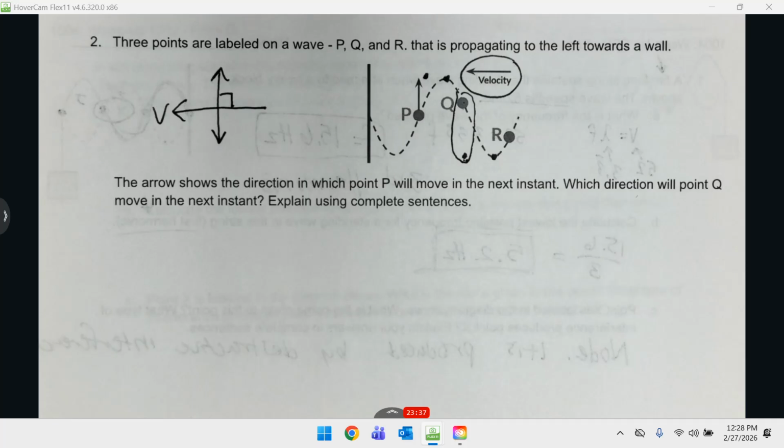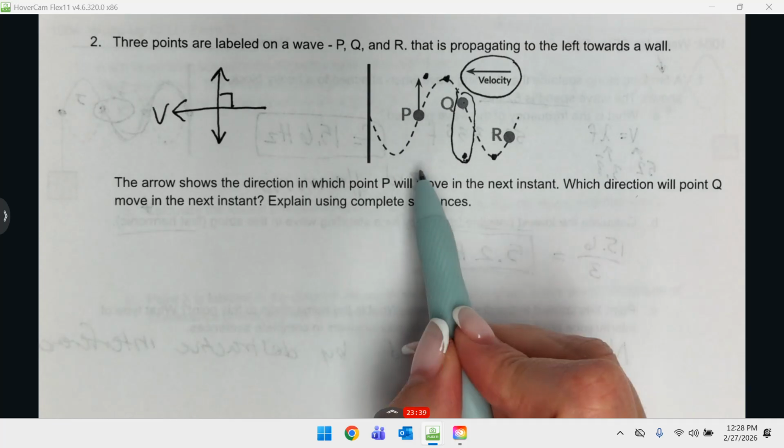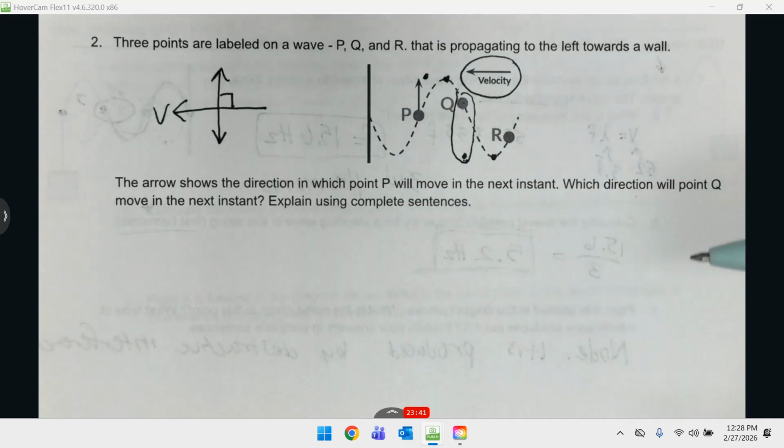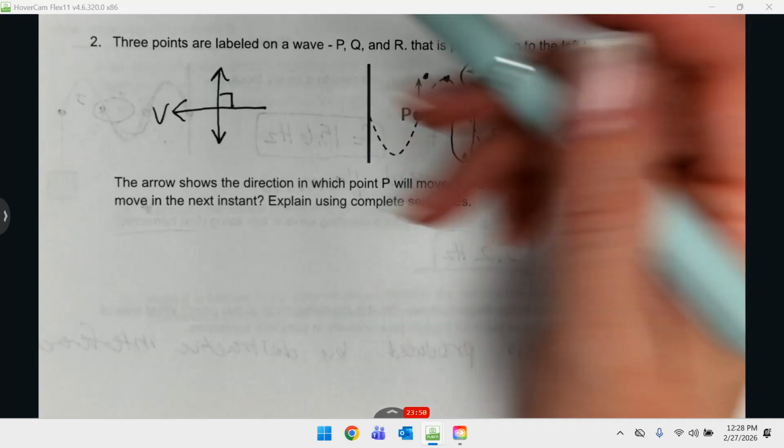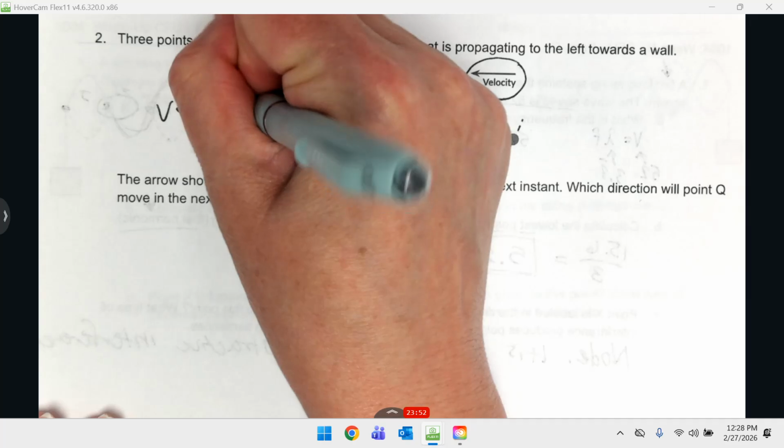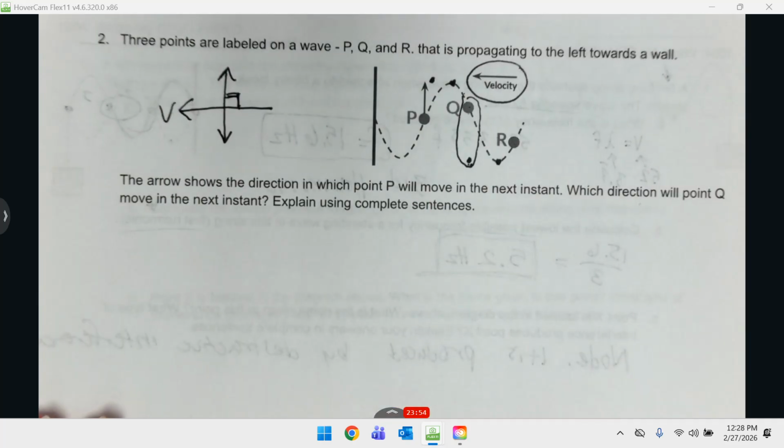When you explain this, you need to talk about the fact that the wave passes through it and that the particles are oscillating in simple harmonic motion. And you probably should mention that this is a transverse wave, and so the particle oscillation needs to be perpendicular to the direction of wave propagation, meaning it can only be up or down because it needs to be 90 degrees from the direction of the velocity of the wave.